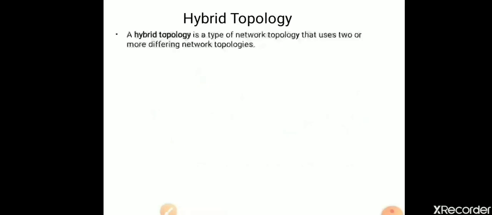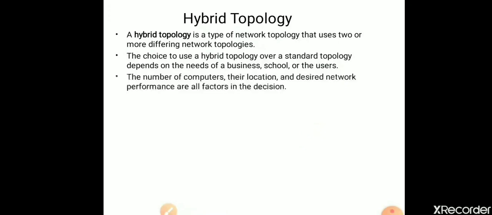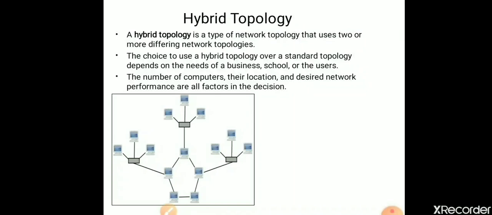Now coming on to the last one, that is hybrid topology. Hybrid, as the name indicates, is a type of topology that uses two or more different networking topologies. The choice to use a hybrid topology over a standard topology depends on the need of a business, school or the user. The number of computers, their location and the desired network performance are all factors in the decision.